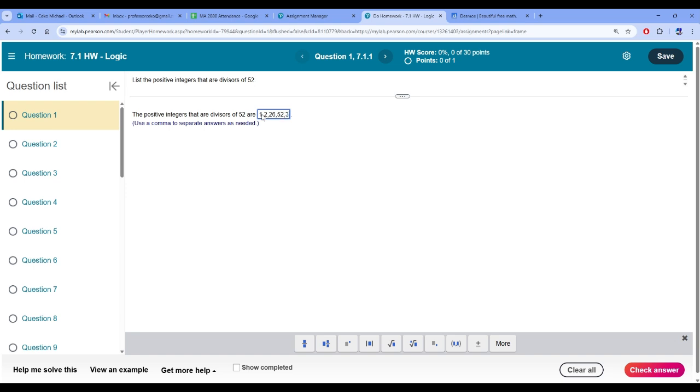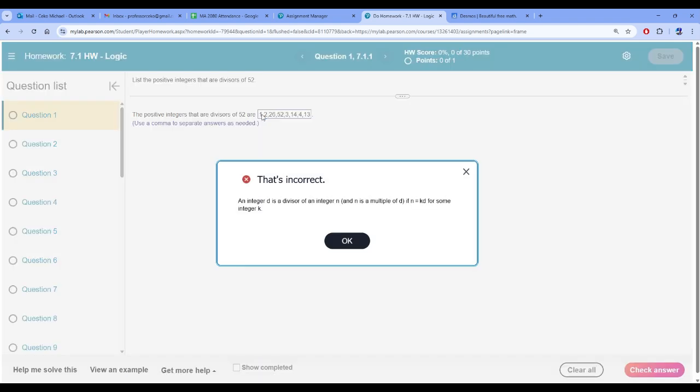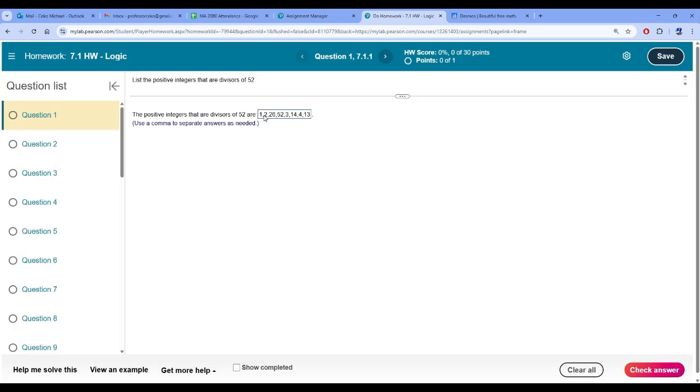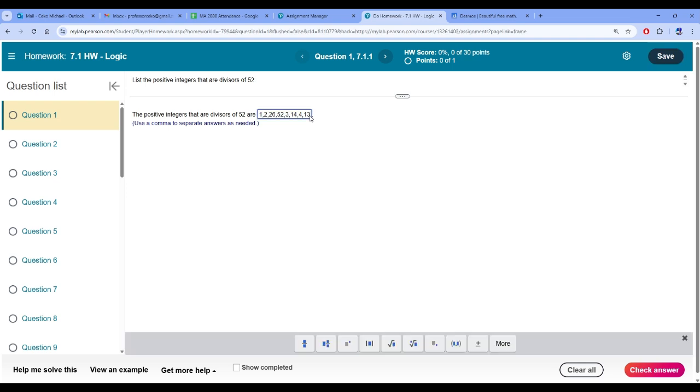Does 3 go into that? Yeah, 3 goes into it how many times? 14? Does 4 go into it? Yeah, 4 goes into it. How many times? 13 times? I think that's going to be it. So 1 and 52, 2 and 26, 4 and 13. The positive integers that are divisors of 52 are... maybe get rid of 3 and 14.